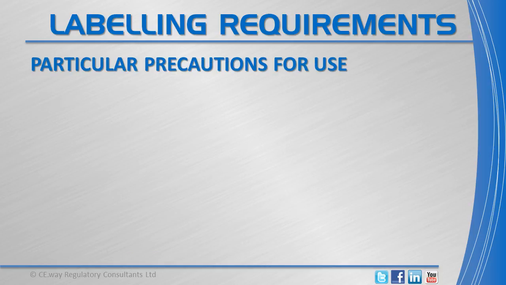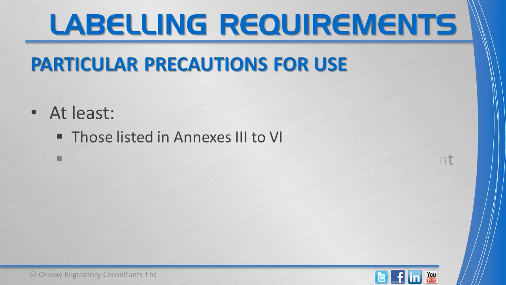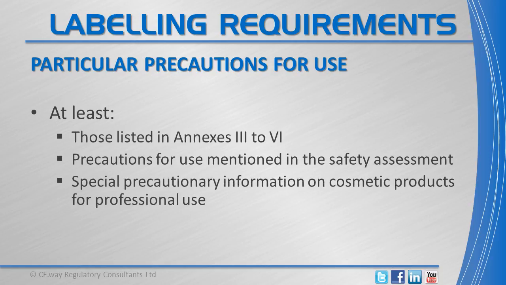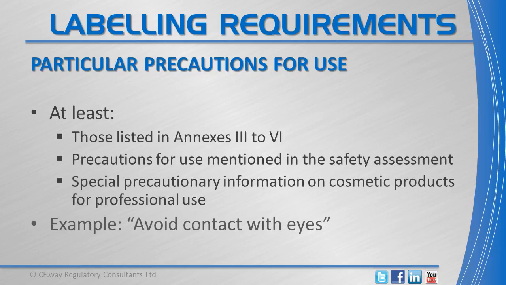Particular precautions to be observed during the use of cosmetic products must be indicated on cosmetic product labels. At least the relevant precautions for use listed in Annexes 3 to 6 of the Regulation 1223/2009 and precautions for use mentioned in the safety assessment have to be mentioned, as well as any special precautionary information on cosmetic products for professional use. An example of such a precaution for use is avoid contact with eyes.